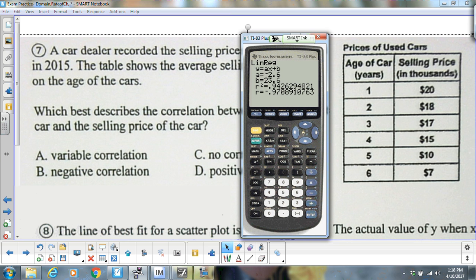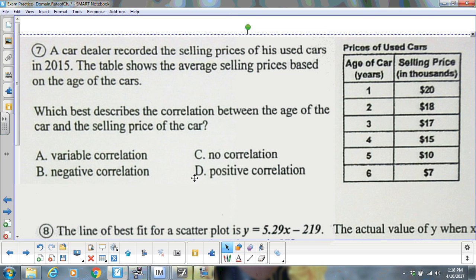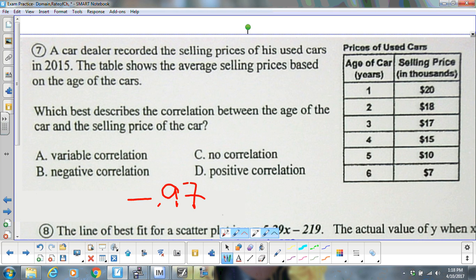I didn't clear my memory, so my correlation coefficient is still there. My correlation coefficient is negative 0.97. It's obviously not positive, so our answer is B, negative.